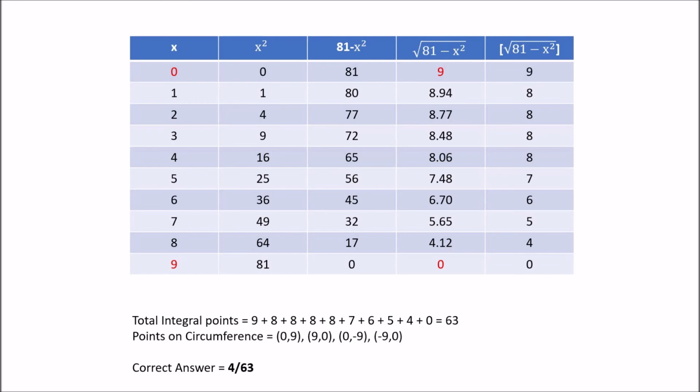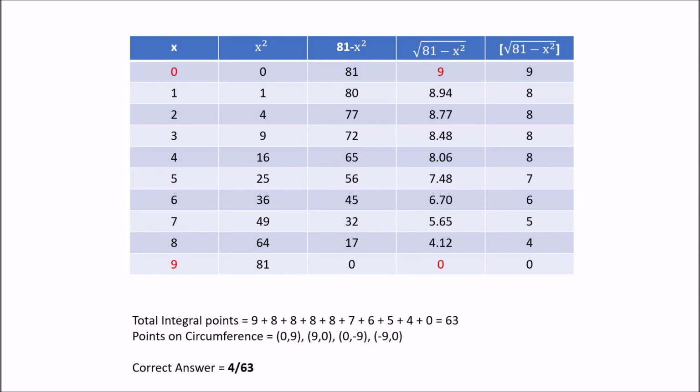Similarly, if x is 1, x square will be 1, 81 minus x square will be 80, the square root is 8.94. Of course, you don't have to use the calculator over here. You can just guess the square root, because 80 is greater than 64 and less than 81. The square root of 64 is 8, the square root of 81 is 9, so anything in between would have a square root which will be 8 point something, like in the case of when x is 1, 2, 3 or 4. In all those cases we have square roots as 8.94, 8.77 and so on, so the integral part will be 8 only.